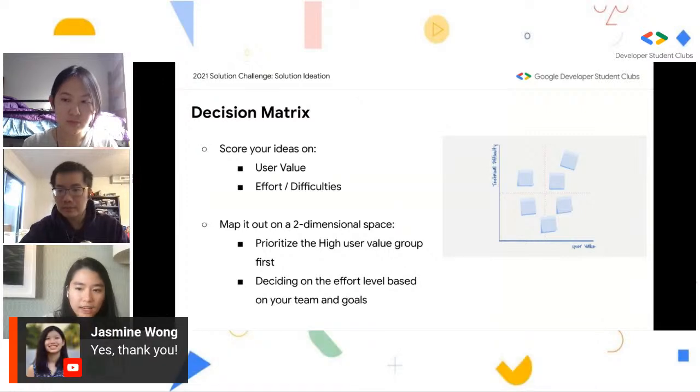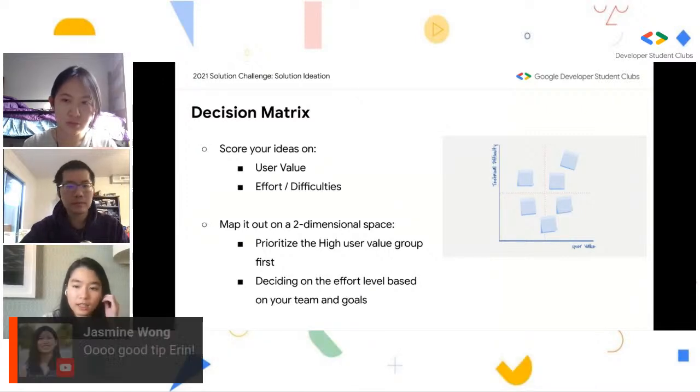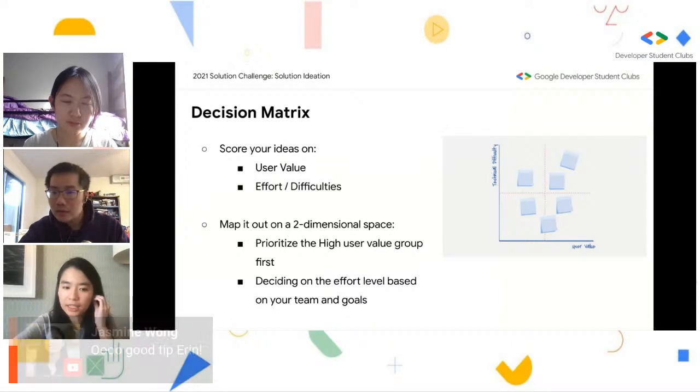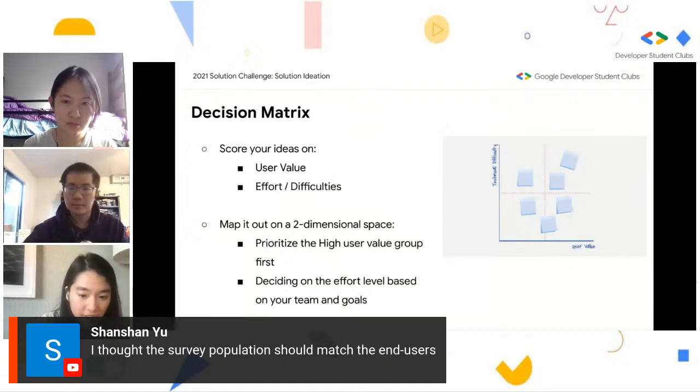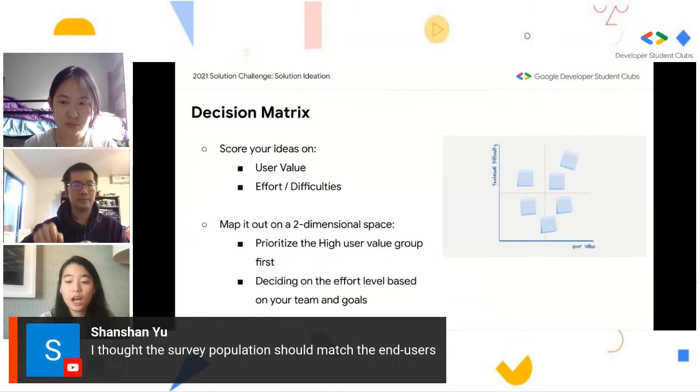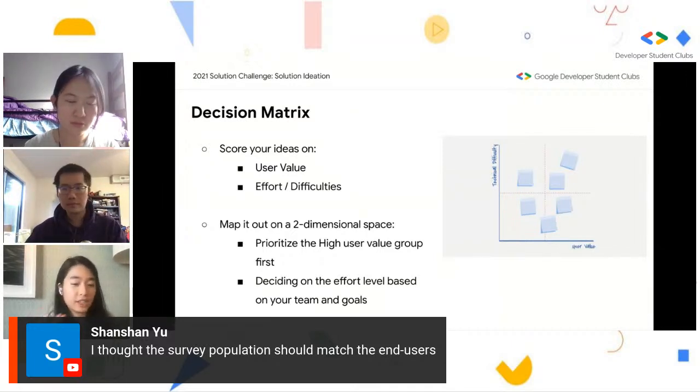I think we have another question on whether the user survey population should match the end users. Yes, thank you, Danny, for bringing it back. I thought the survey population should match the end users. If you could elaborate on that in the chat, that would be great. By survey population, do you mean matching in the numbers, the size, or matching in the characteristics?